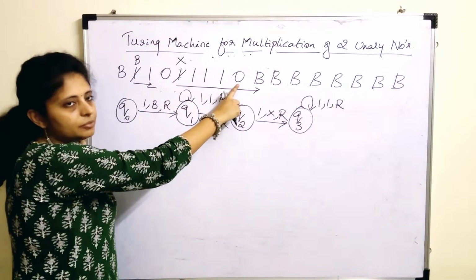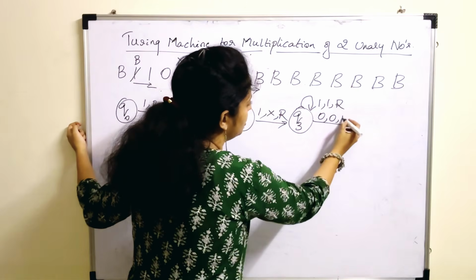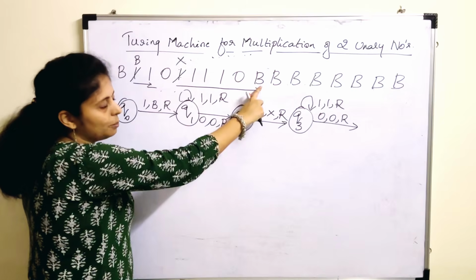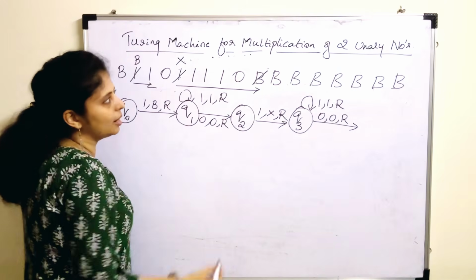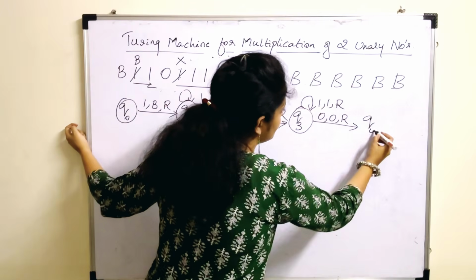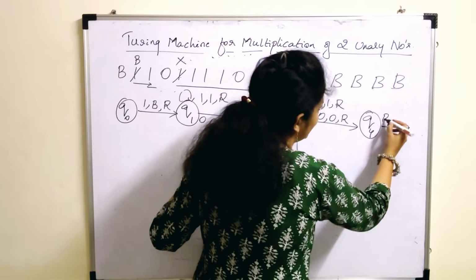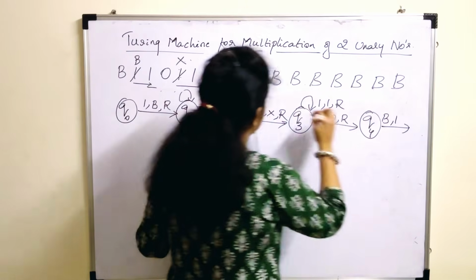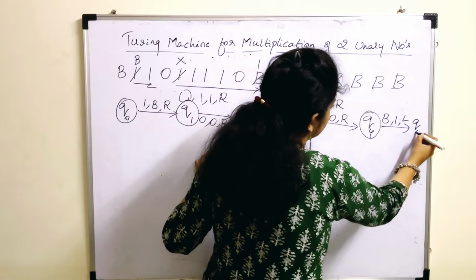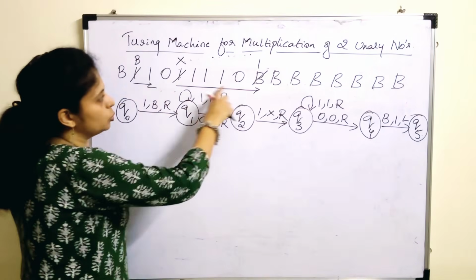Then we also have 0. So 0 remains 0, move towards right side. After this only we'll get blank. When we get blank, mark that blank with 1. So when the input symbol is blank, mark this blank with 1, move towards left side. Okay, we'll move towards left side.